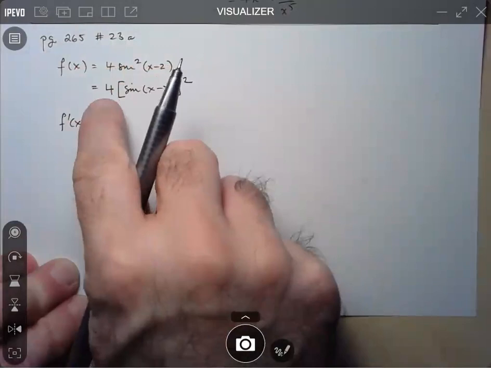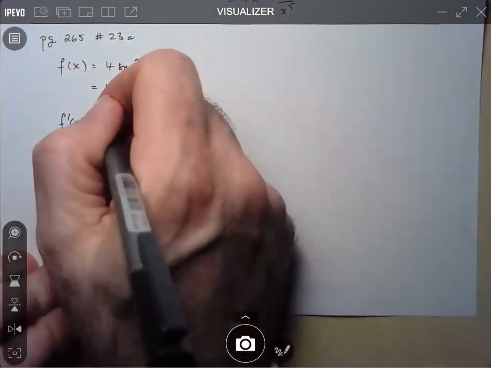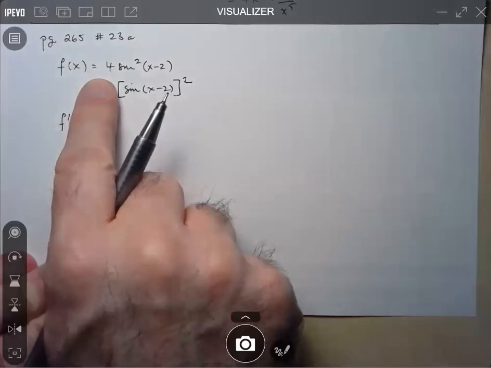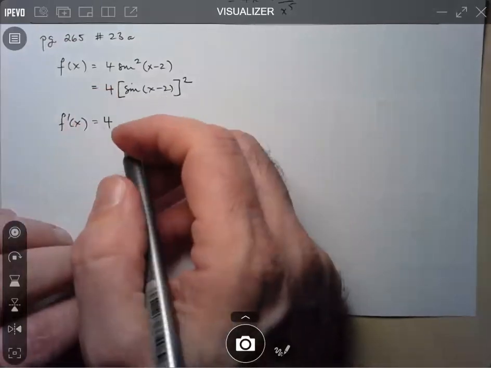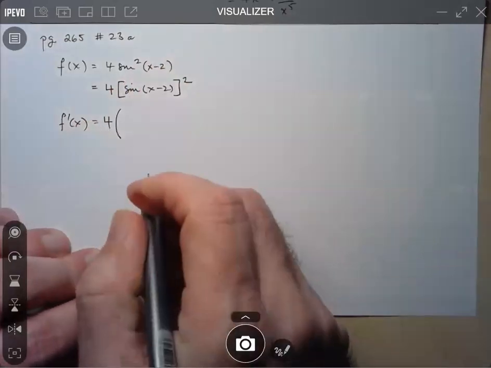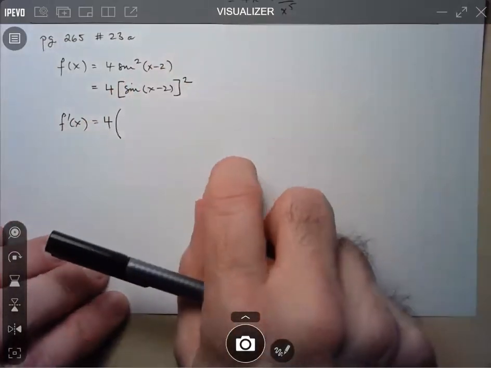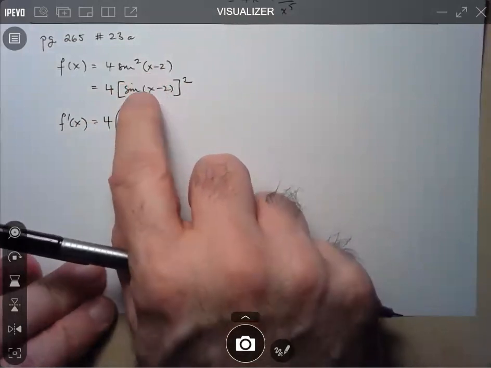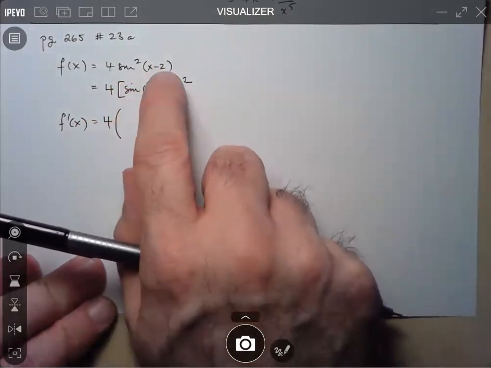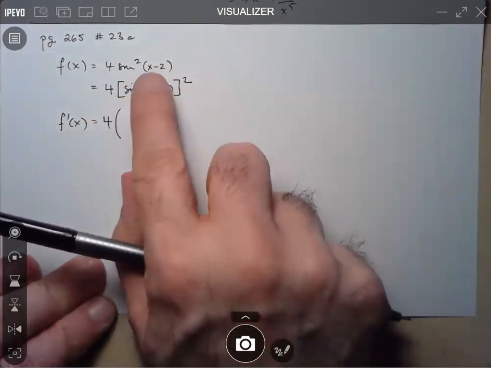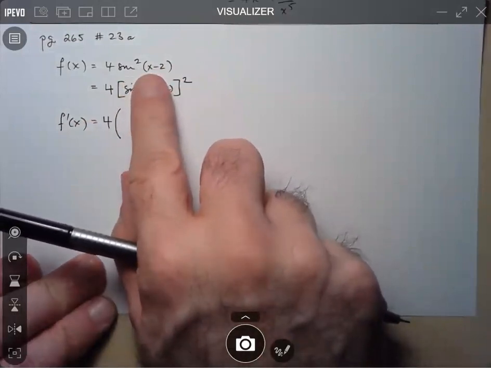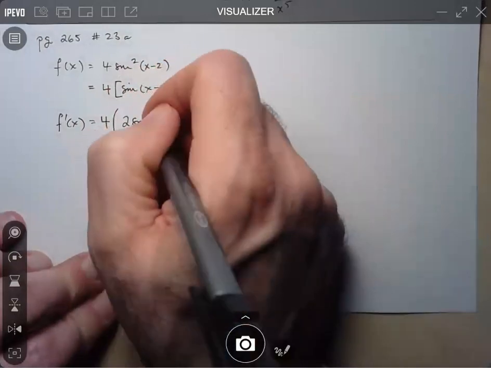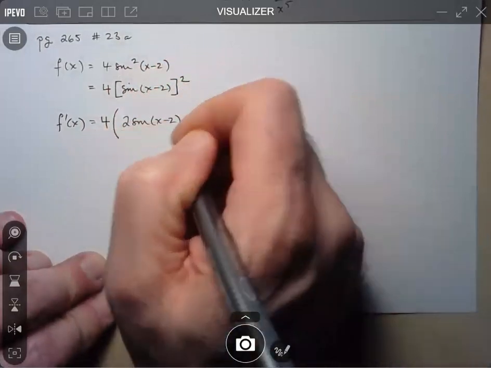Again, the 4 is just a constant. It's just taking 4 times the derivative of that function, so the 4 stays out there. Let me put some big brackets here. Now this is where I'm going to have to definitely use the chain rule, because whatever's inside this square bracket is being squared. So the derivative of u squared is just 2u. So 2 times sine of x minus 2 to the power 1. Of course, we're not going to write the power 1.